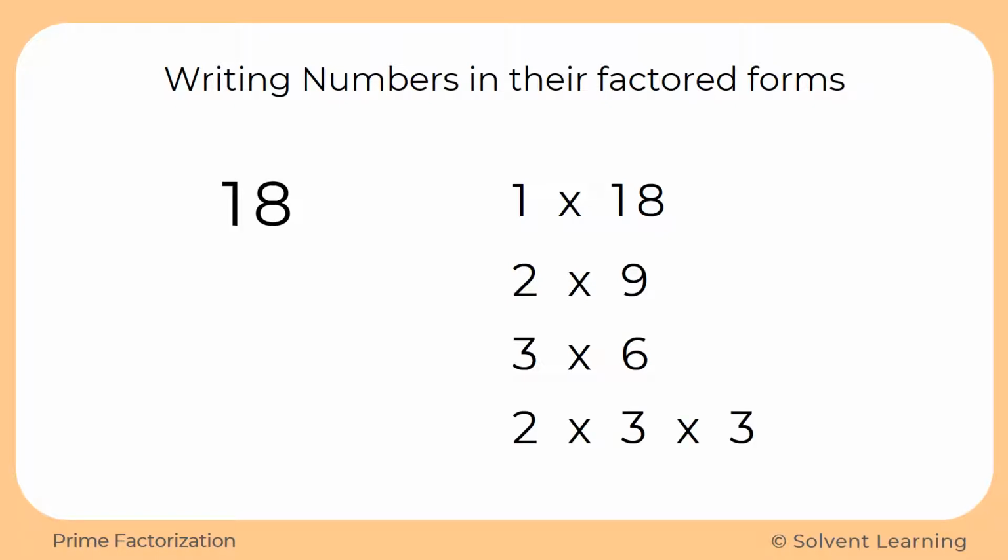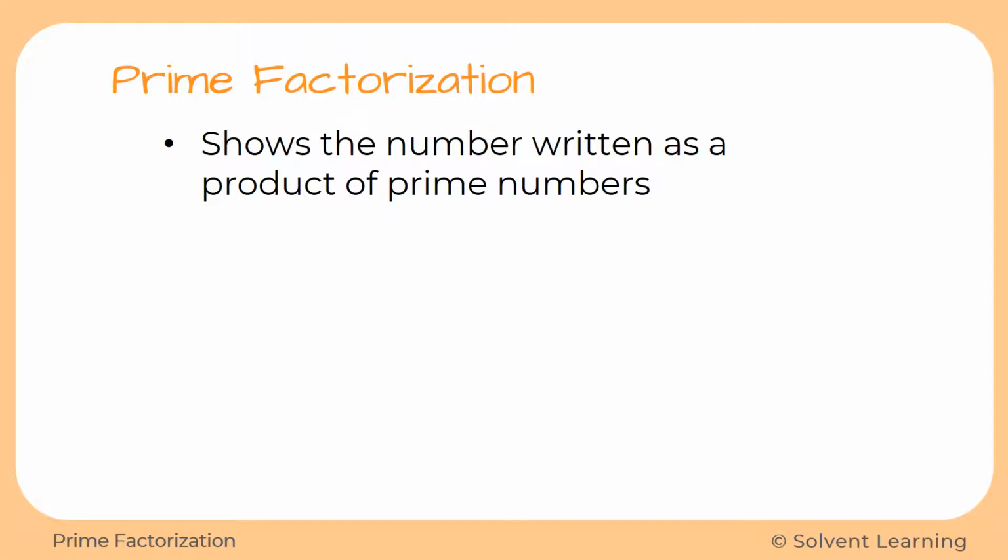Take a look at this. If we write 2 times 3 times 3 and multiply all those numbers together, they'll equal 18 as well. And if we look carefully at those numbers, they are all prime numbers. This is called prime factorization, when we show the number in its factored form where all of the numbers are prime numbers. So prime factorization shows the number written as a product of prime numbers.